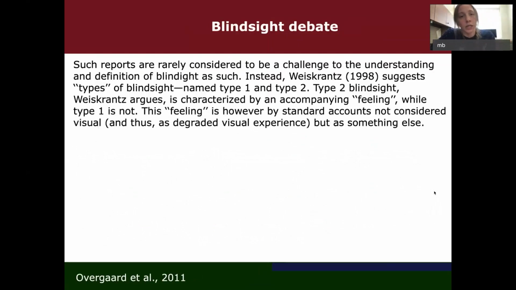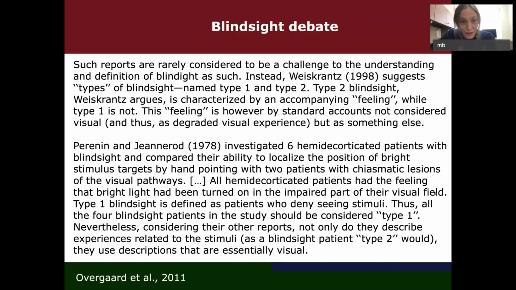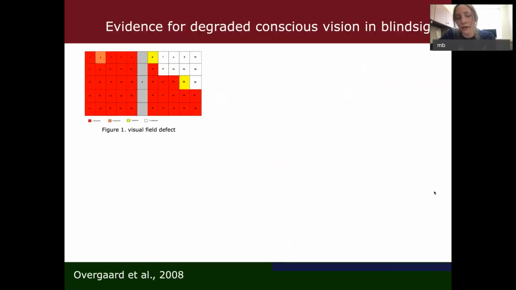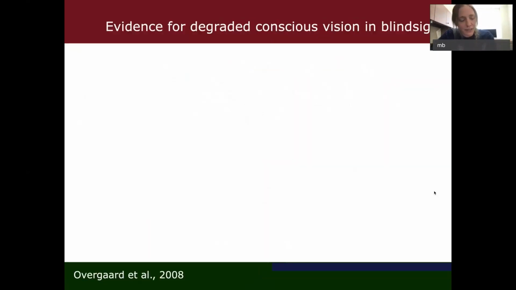And then they describe type 1 and type 2 Blindsight. Type 1 is without any feeling. Type 2 is with a kind of feeling. And they discuss whether the feeling is conscious or not. But basically, the devil is in the details.